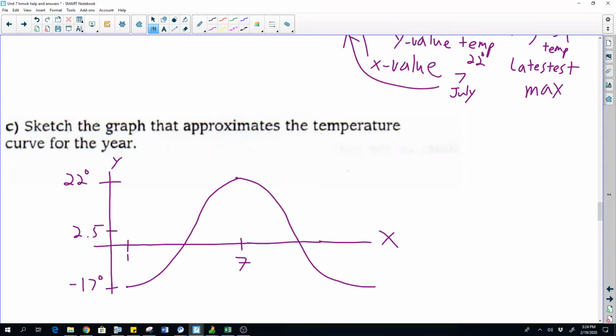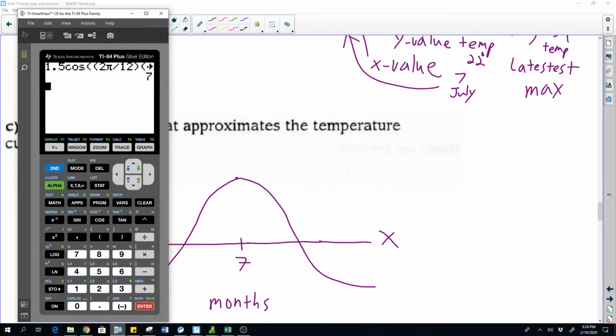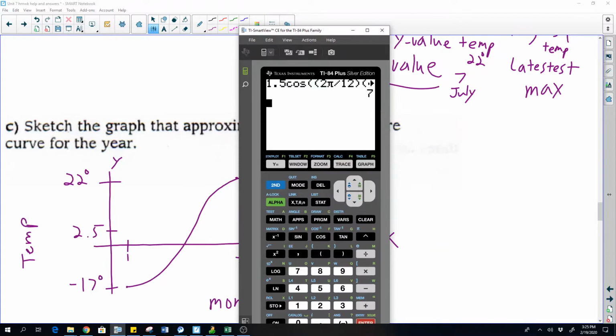I want to label it as months of the year. Don't forget to label on the test. Make sure you label. So months of the year, as well as temperature. Cool. And then we can even plug in our equation, make sure we did it right, make sure we graphed it right. So let's take a look here.